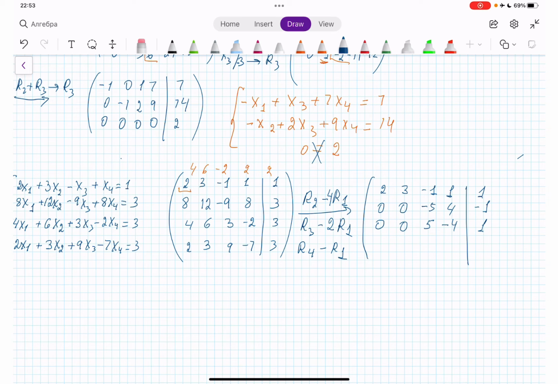And the last one, R4 minus R1, we are getting 0. Oops.